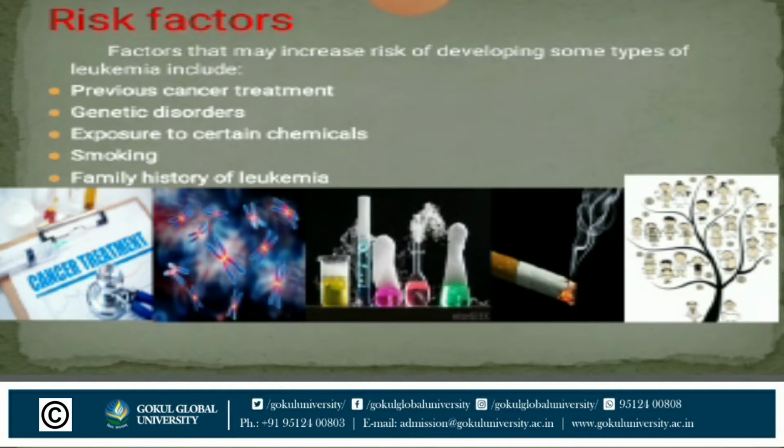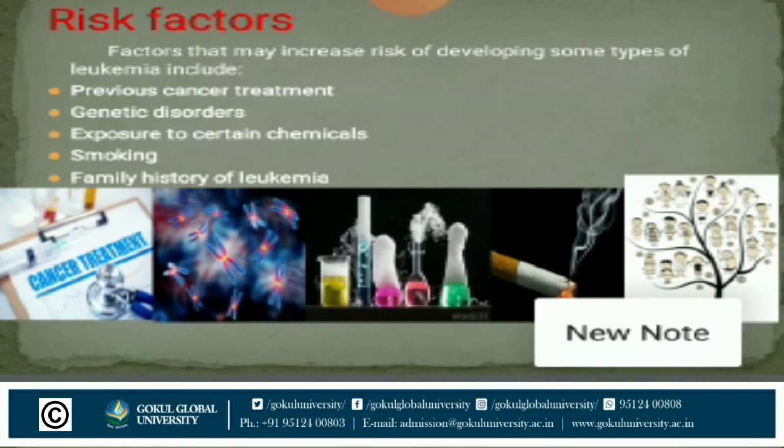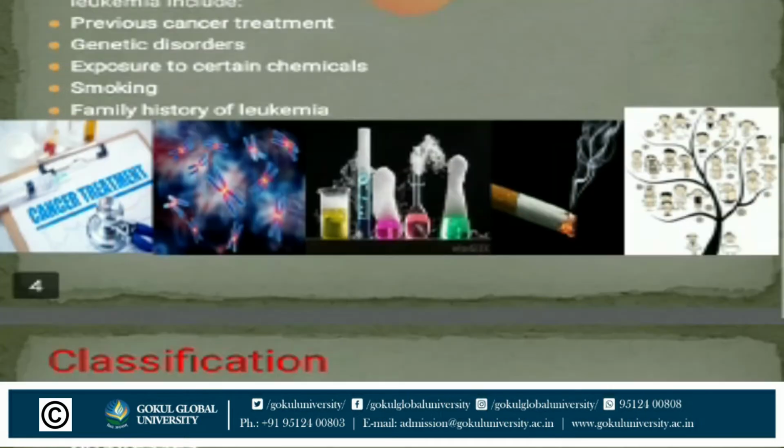Then genetic disorder: people who have genetic disorders, like a congenital disorder. Exposure to certain chemicals: people who work in occupational areas and are exposed to certain hazardous chemicals. Smoking. And family history of leukemia: those people who already have a history of leukemia. So these all are the risk factors responsible for leukemia.